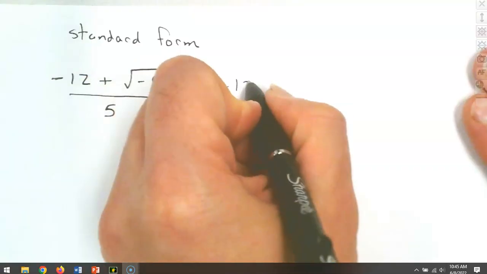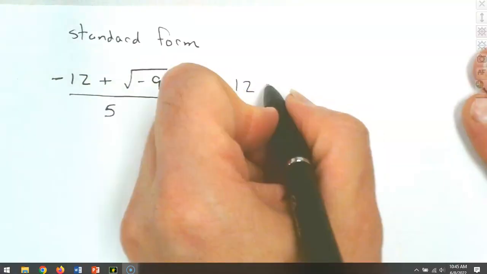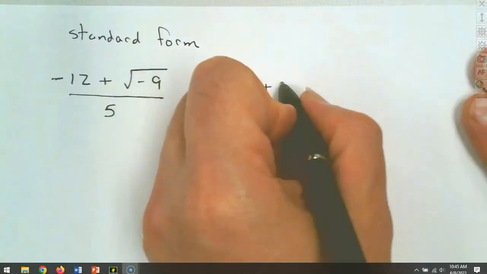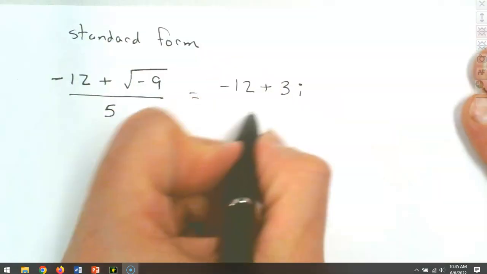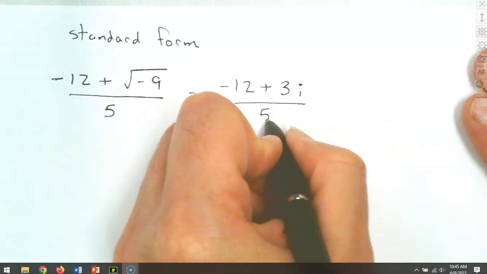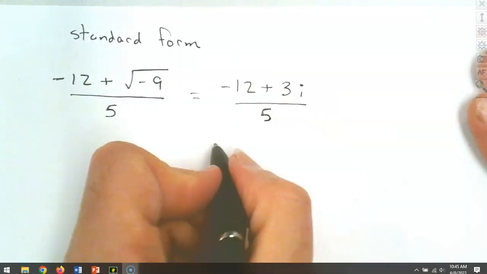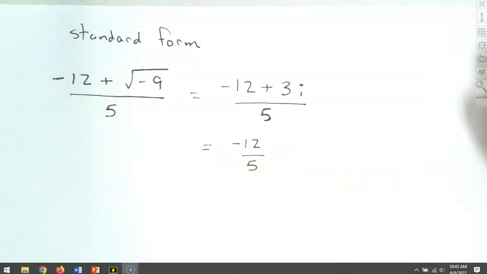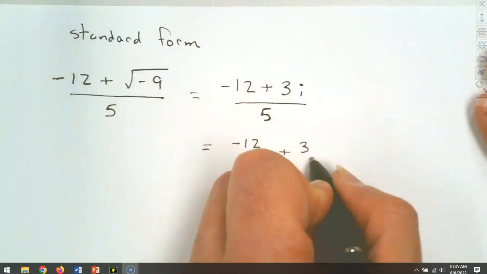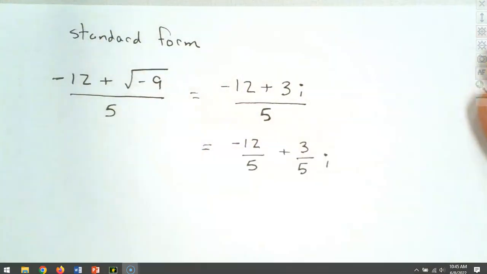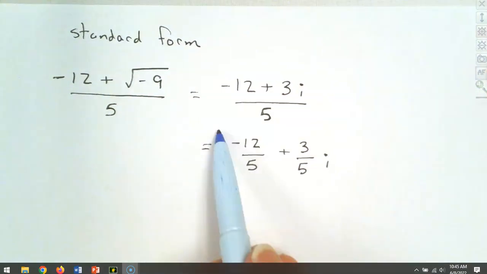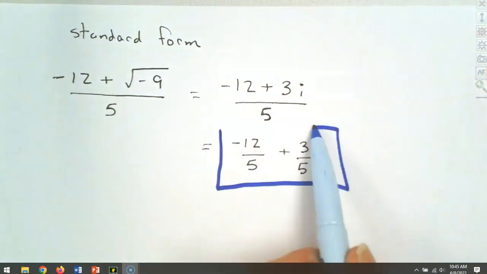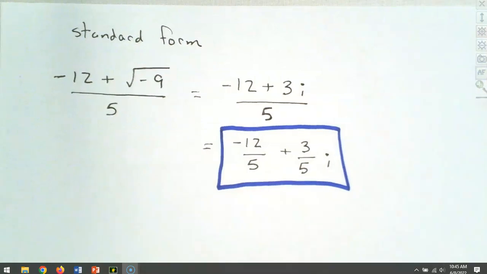So what do we have? We have a minus 12. And then what about 9? Square root of 9 is 3. It's negative, so it's 3i over 5. And in some cases, it may not reduce. So you may just have to leave that as minus 12 over 5 plus 3 over 5 i. Because those are not going to reduce down any. And that's all we can do, is just leave it just like that. Because sometimes they'll reduce down, sometimes they won't.